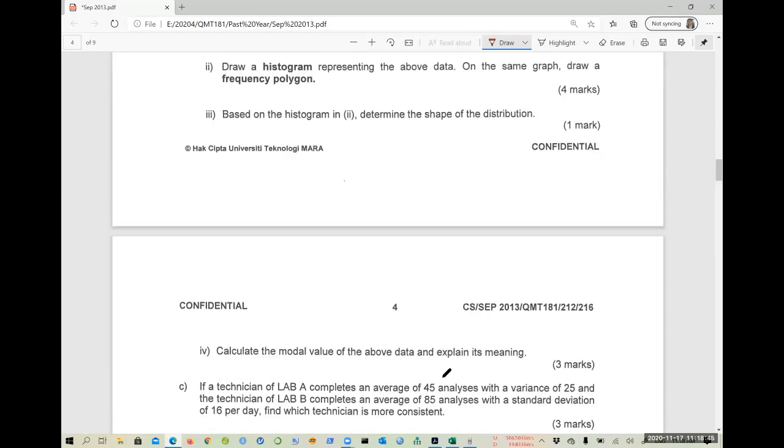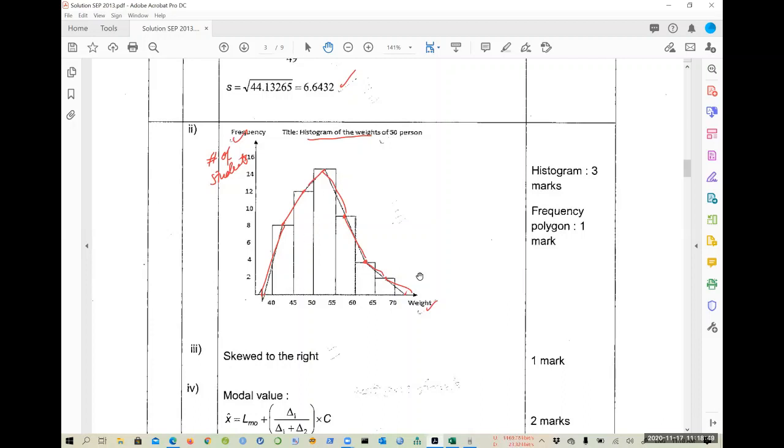Okay, determine the shape of the distribution. So you can see that it is right skewed. Okay, so it's something like that, right? So it's something like this. So this is positive skewed or right skewed. So that's why you have right skewed over here.